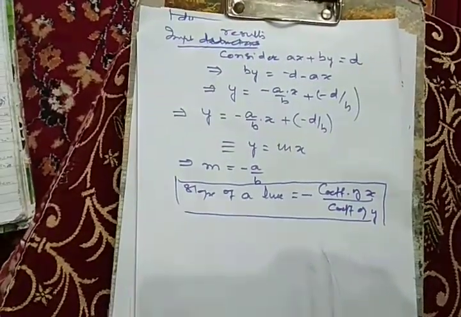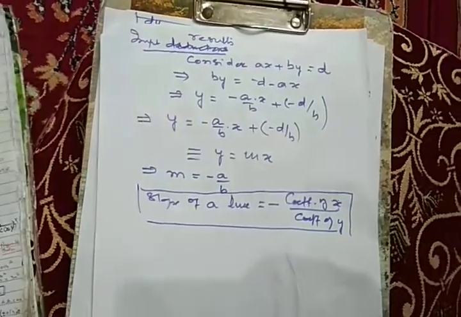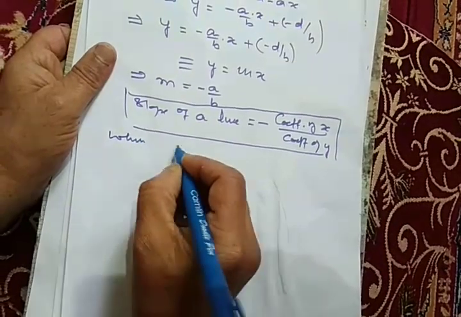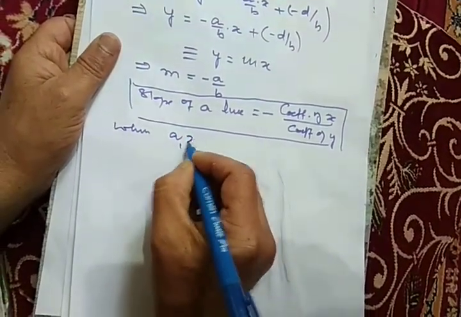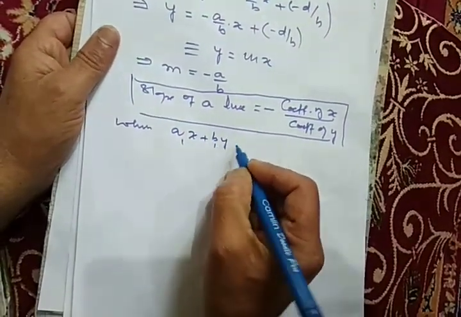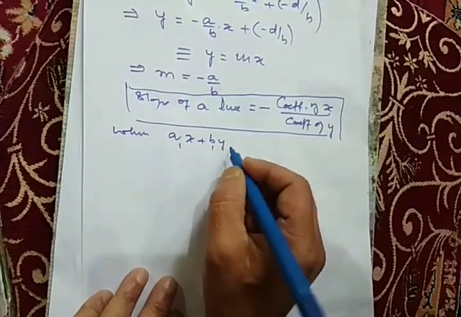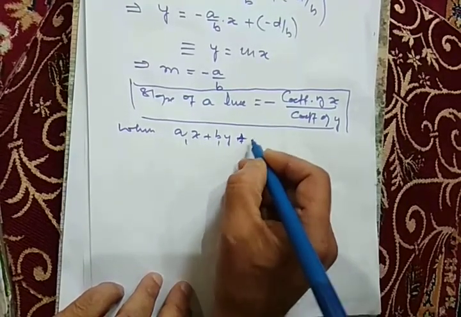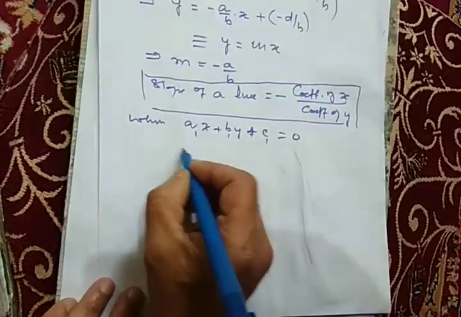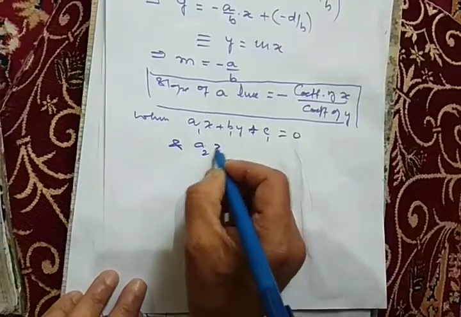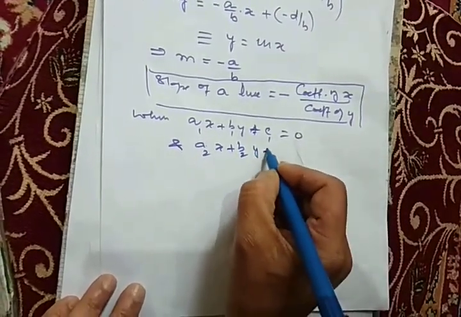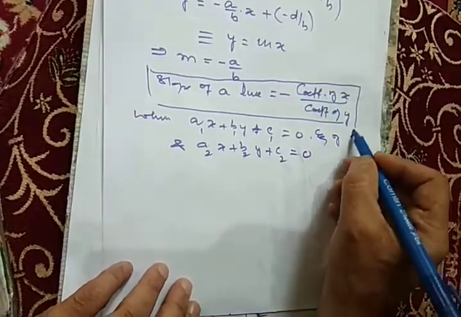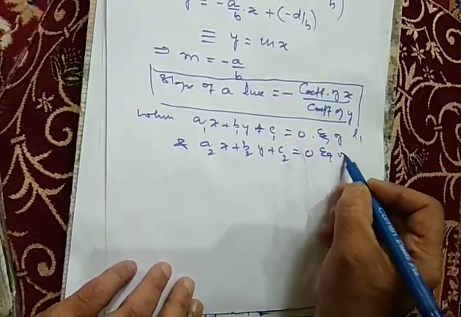So we can say that if two lines are given, say a1 x plus b1 y plus c1 equal to 0, and we have a2 x plus b2 y plus c2 equal to 0. This is the equation of one line, equation of L1, suppose. This is the equation of L2.